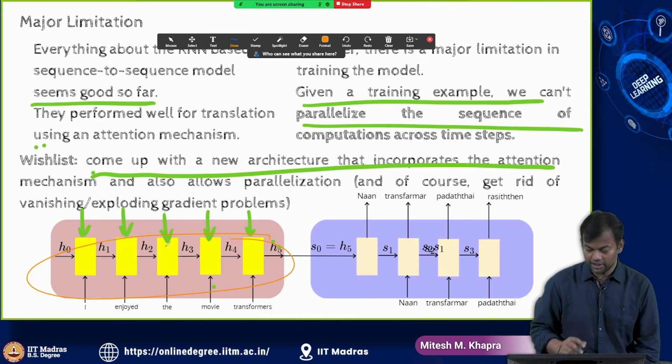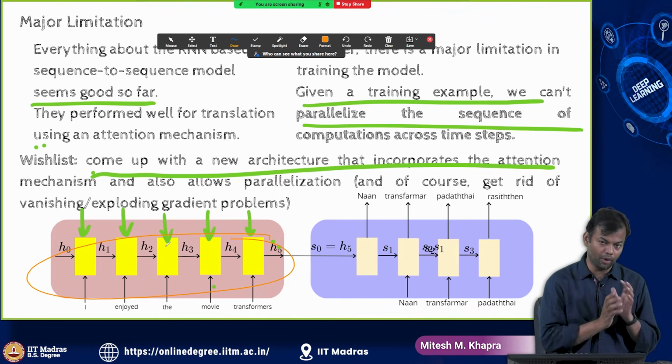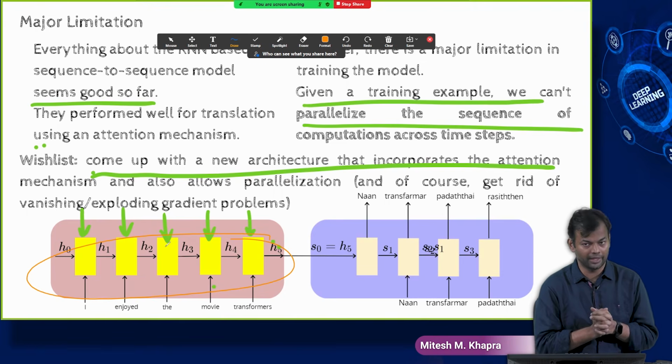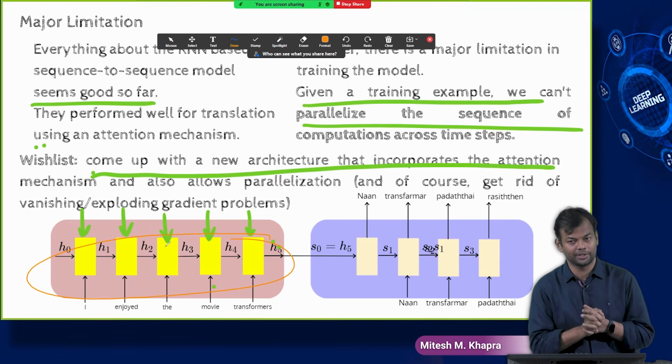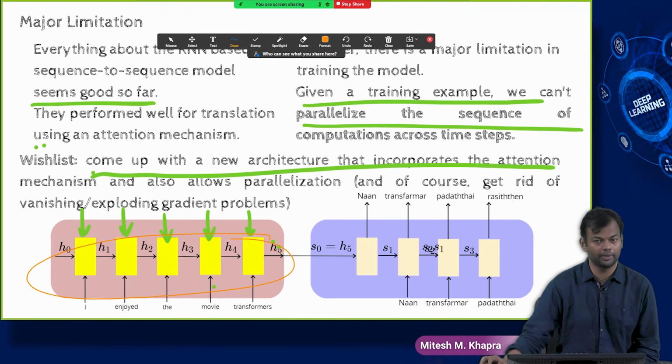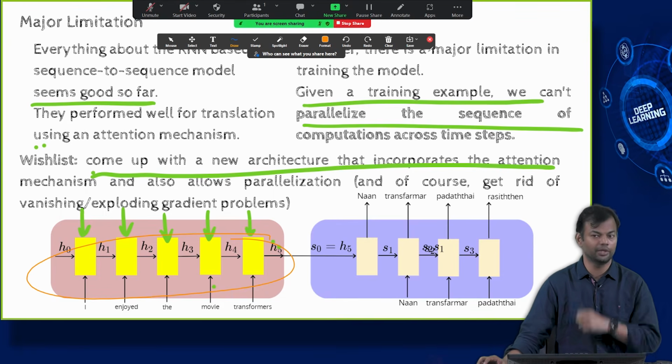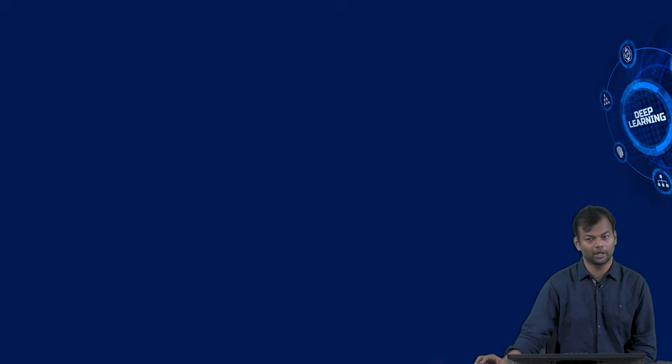Okay, so that's the context. That's a quick recap of recurrent neural networks and what we see as problems in them. Now we'll try to go towards a solution for that, and that might probably lead us to a new architecture. So I'll end this video here and we'll come back and continue from this point.